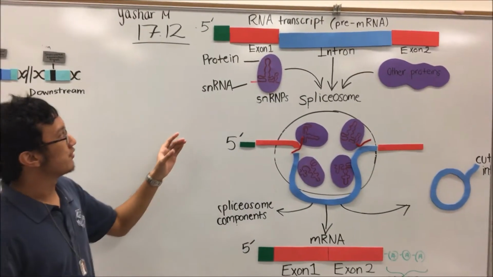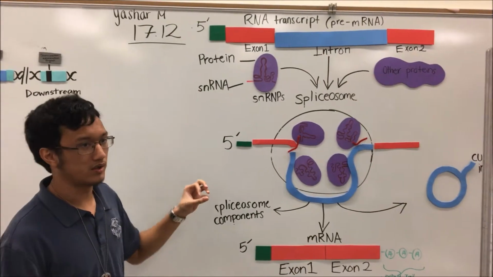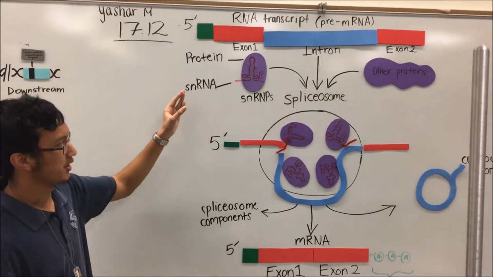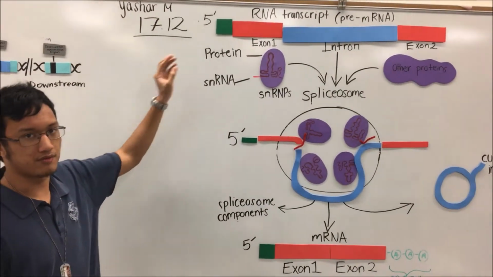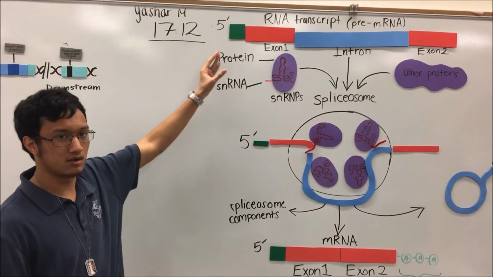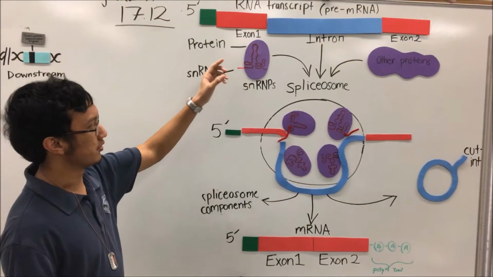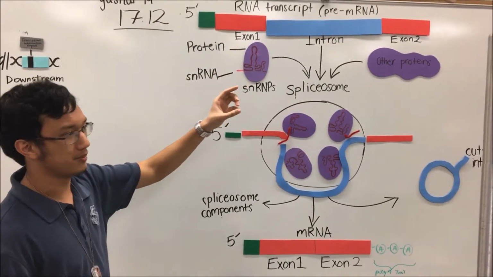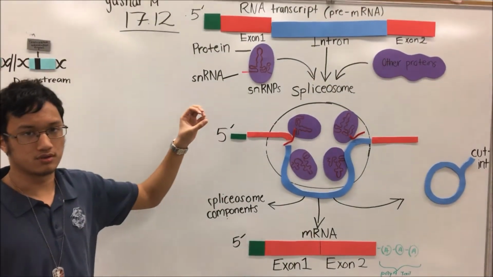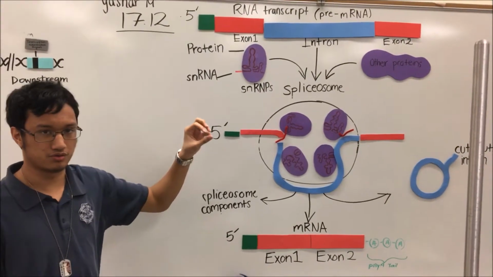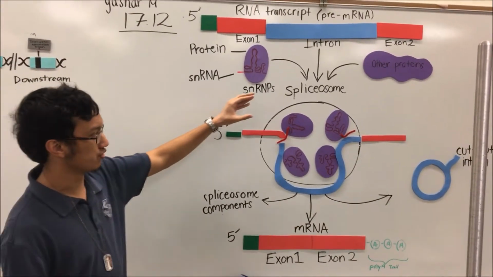So here in figure 17.12, we have a pre-mRNA, which has a cap at the 5' end to prevent degradation from that end. This pre-mRNA is composed of an exon, intron, and exon. But before it exits the nucleus through the nuclear pores, it must go through a spliceosome.